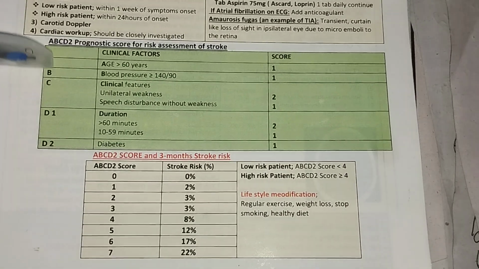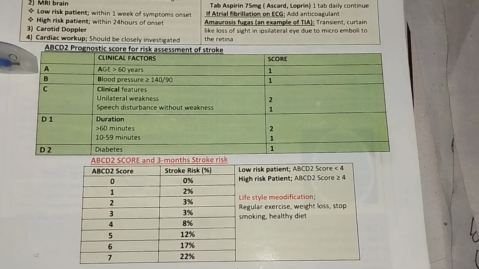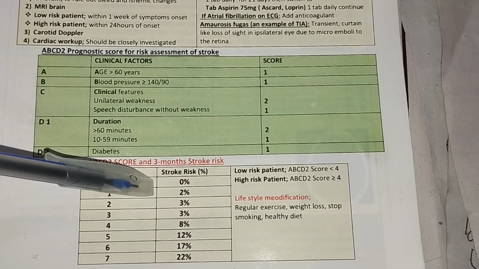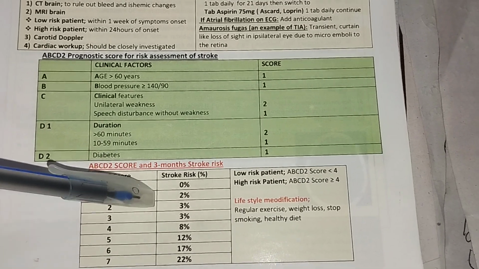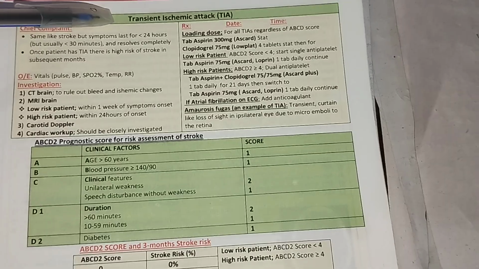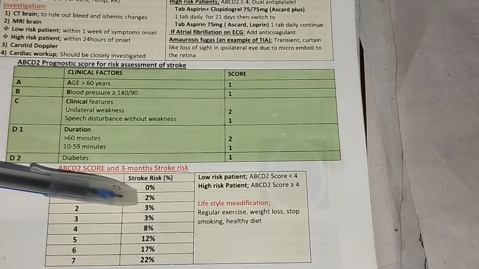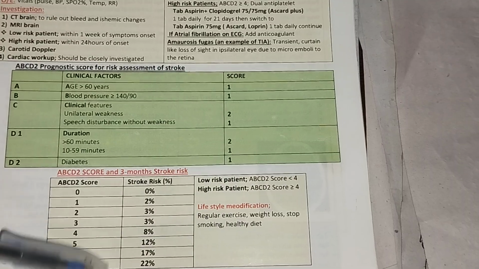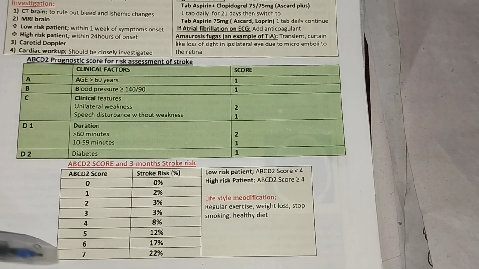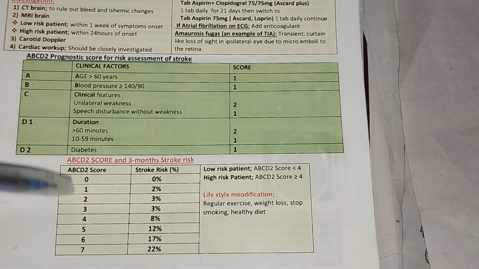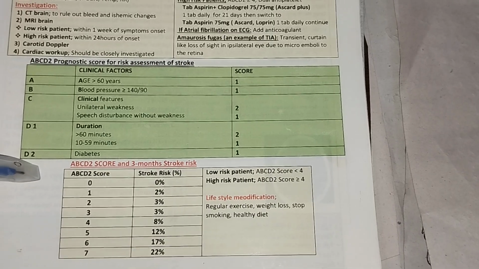Now there are two significances of this ABCD2 score. The first, it will give you the percentage of risk of stroke in this patient. The second, by this score you have to decide whether you are going to give dual antiplatelet to the patient or single antiplatelet to the patient.